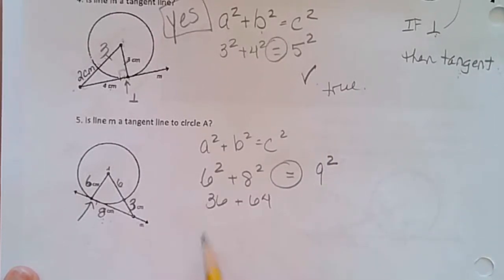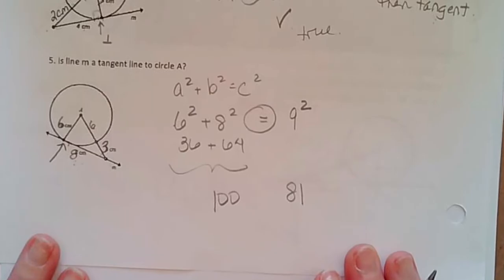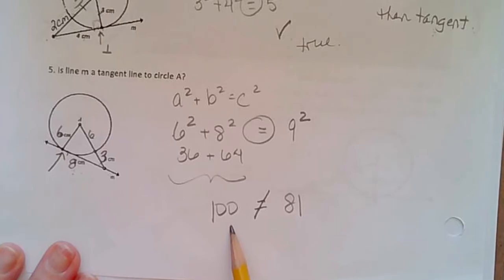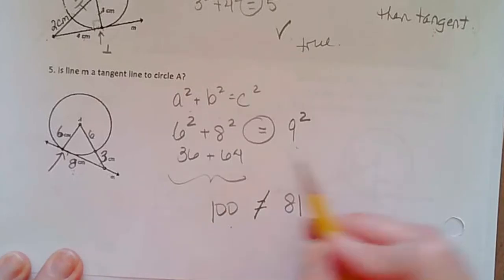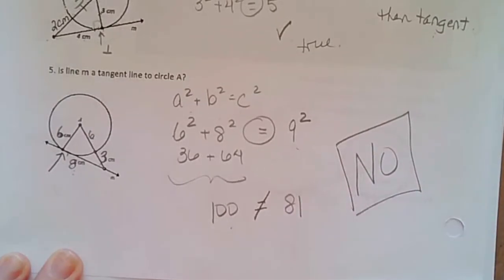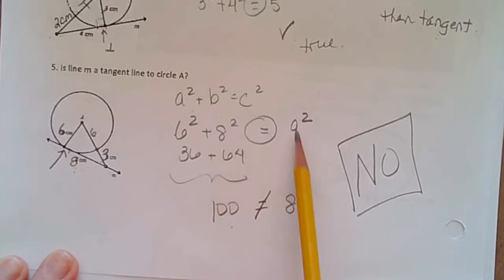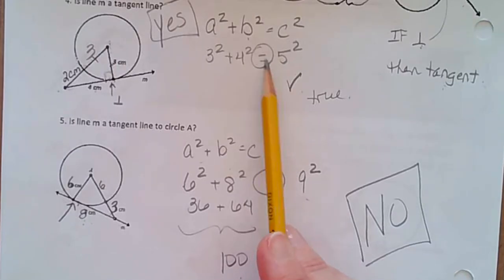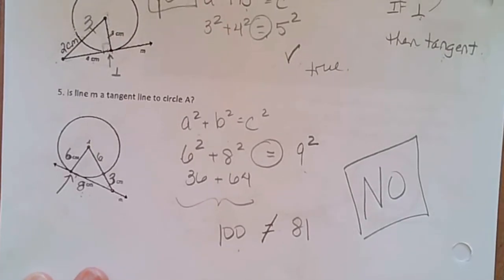36 and 64, well that is 100. Oh, and on this side it's 81. And these are not equal. So since a squared plus b squared is not equal to c squared, it is not a right triangle, so that is not perpendicular, that's not a right angle. This is when we did like the greater than less than, acute obtuse. We don't need to get into that right now. We just want to show whether it is going to work and that it is a right angle, it is tangent, or if it's not. That's how those are going to work.